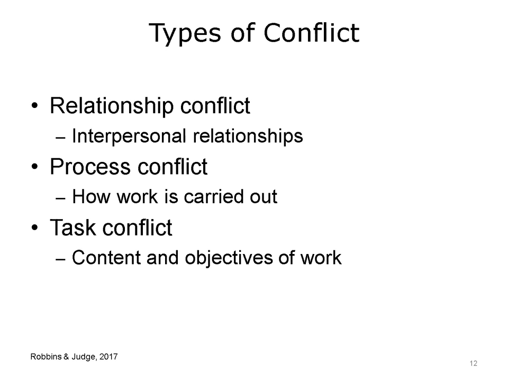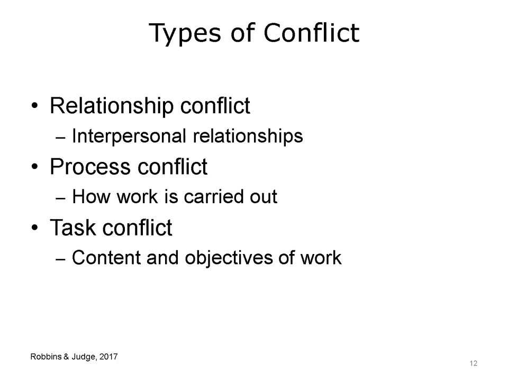What are the various types of conflict? To assist us in differentiating useful or positive conflict from dysfunctional or negative conflict, let's break down conflict into three categories: relationship conflict, process conflict, and task conflict. Relationship conflict relates to interpersonal relationships. Process conflict occurs in reaction to how work is carried out.